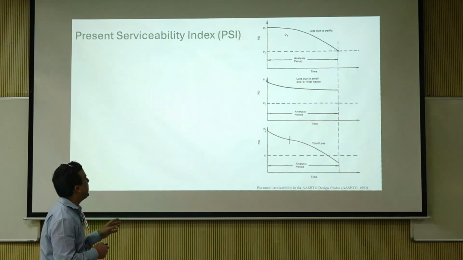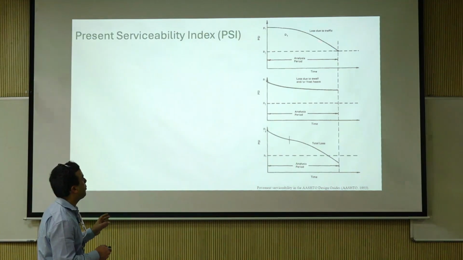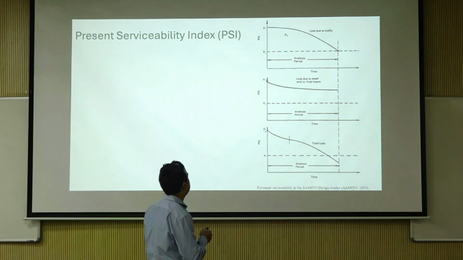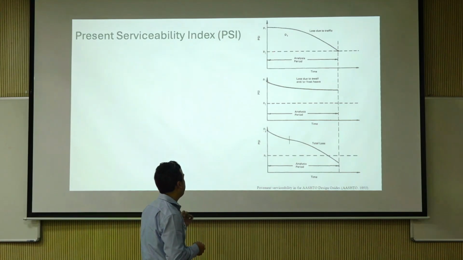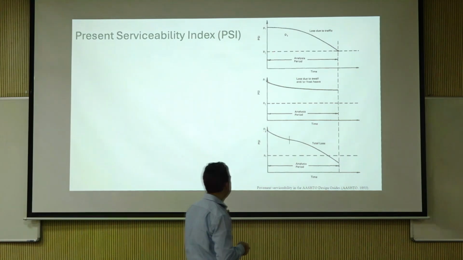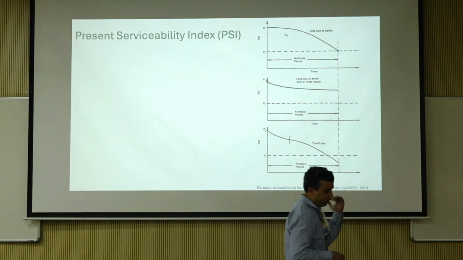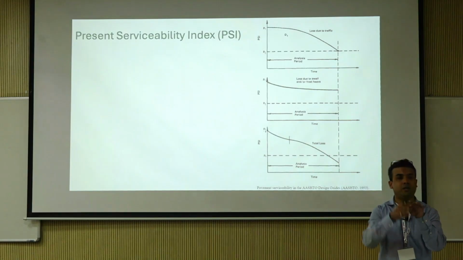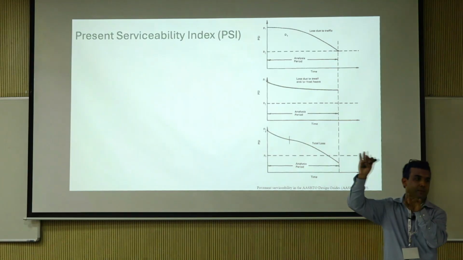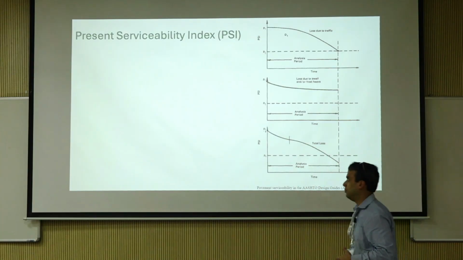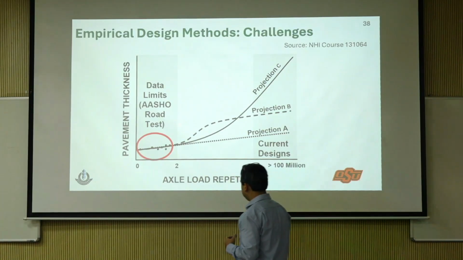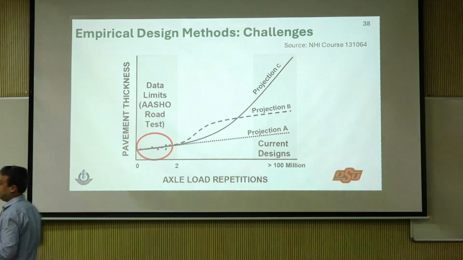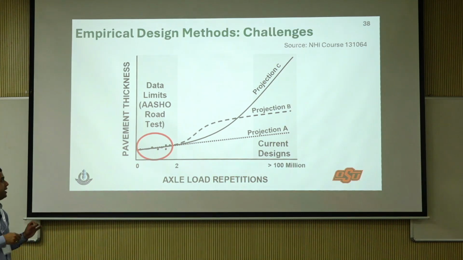Present serviceability index stuff, just performance curves. Don't think we're going to use that much in this class. I'm sure you have seen this. With time, there is some form of drop, and this is where maintenance comes into picture. Like at what point you do the maintenance so that you optimize the schedule rather than spending a lot of money. I think this is the last slide on this block.